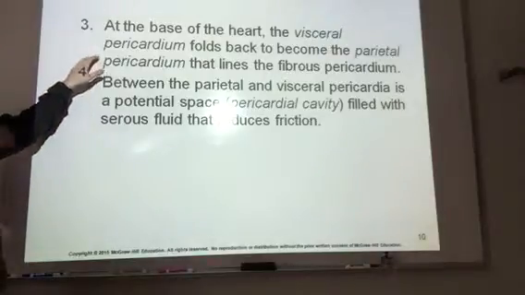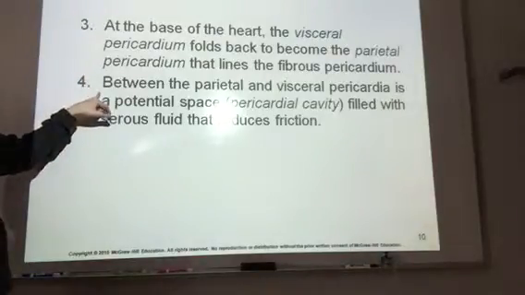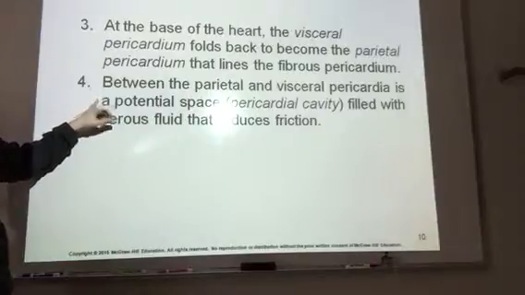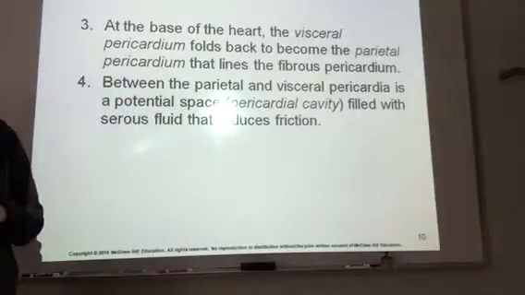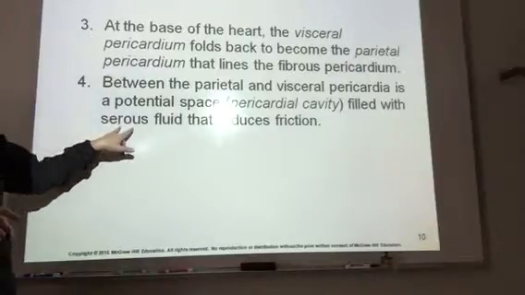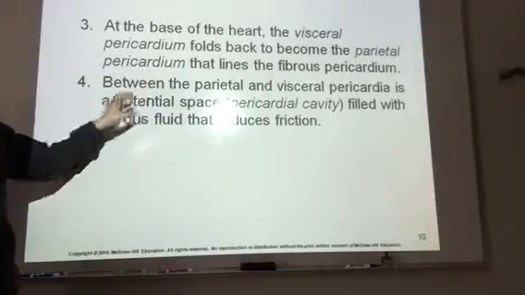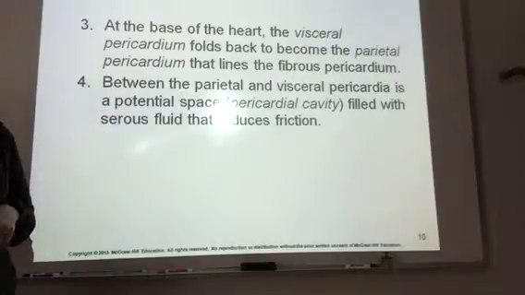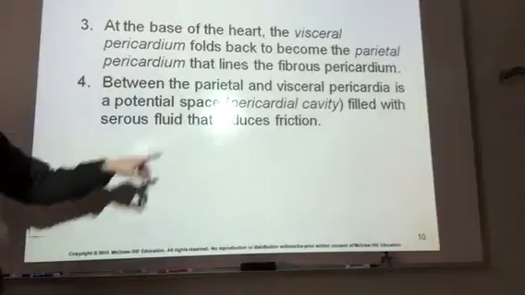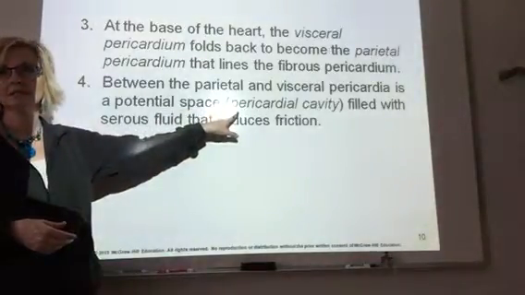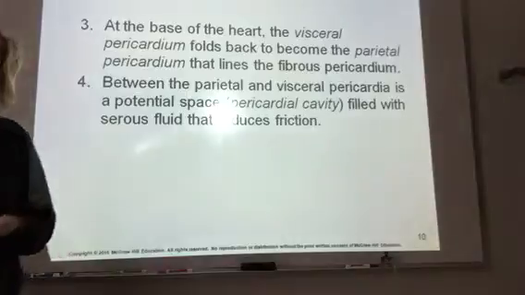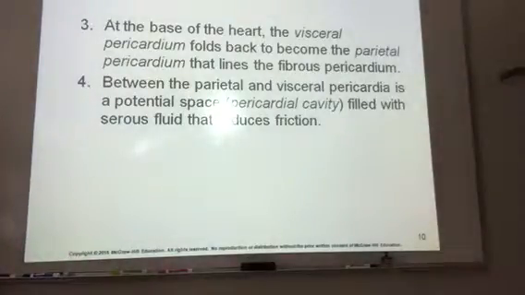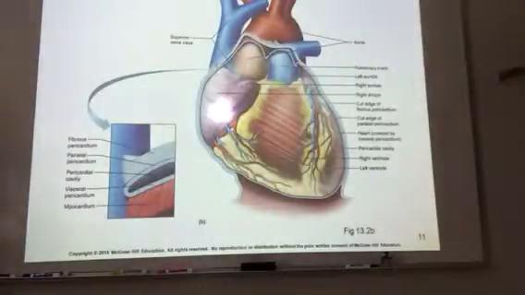And we'll look at a diagram that shows this a little bit better. Between the parietal and visceral is a space called the pericardial cavity. And that is filled with the serous fluid that protects the heart, prevents friction, prevents things from rubbing. And this is also the area, if you hear of someone has fluid on the heart or fluid around the heart, this cavity is the cavity that fills with fluid. So there's an outer lining, there's a cavity, and then there's the lining that is directly on the heart itself.